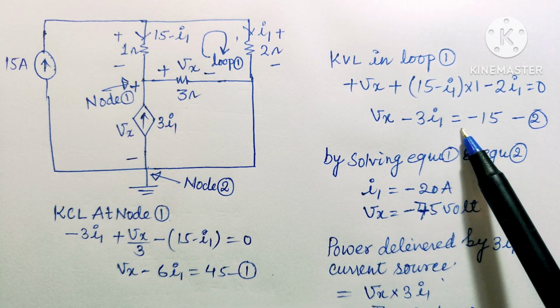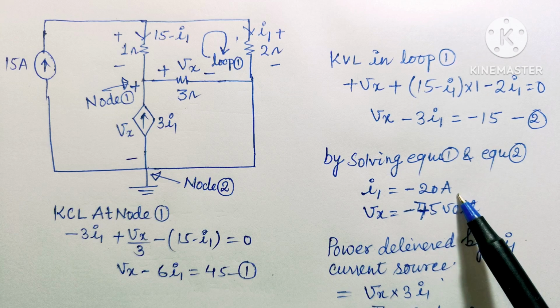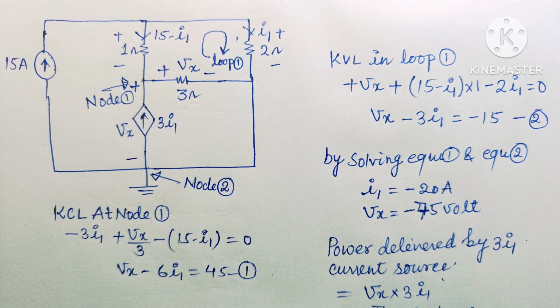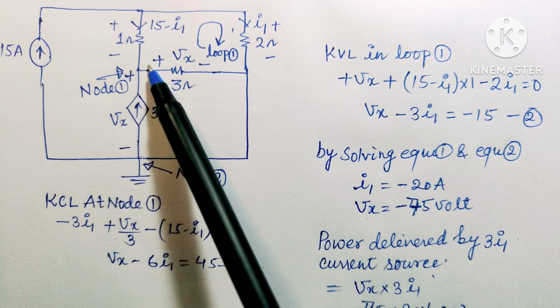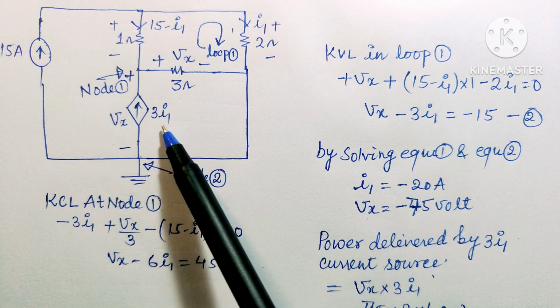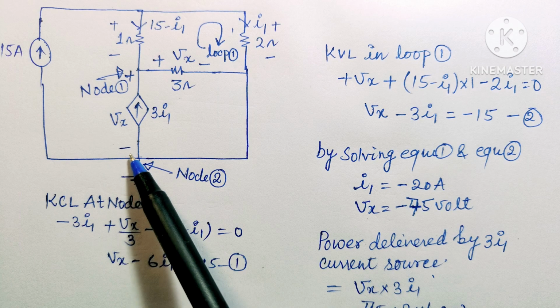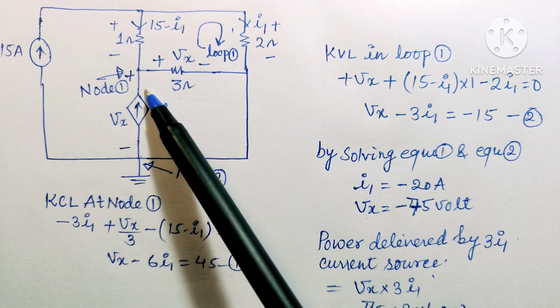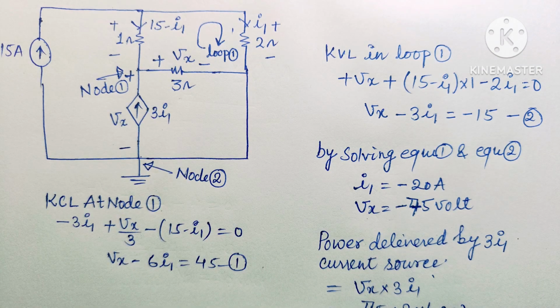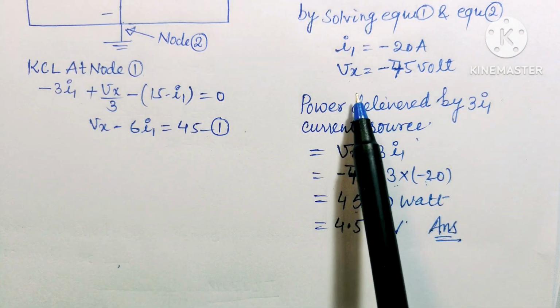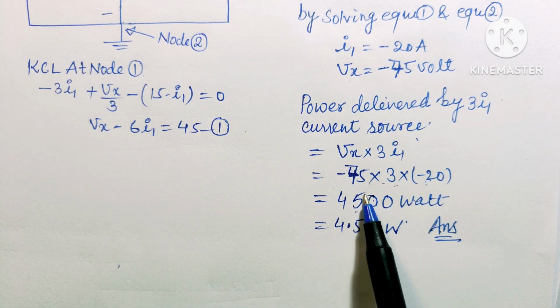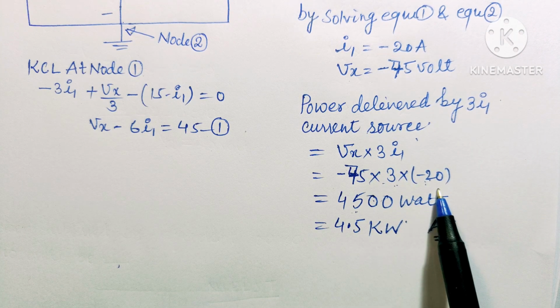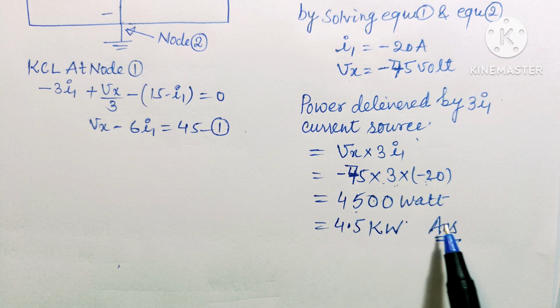If we solve equation 1 and equation 2, then I1 will be equal to minus 20 ampere and Vx will be equal to minus 75 volt. Power delivered by this current source is Vx into 3I1, voltage into current. Since the current is moving out from the positive sign, the power delivered by this current source will be positive in sign. So it is positive Vx into 3I1. Putting Vx equal to minus 75 volt and I1 equal to minus 20 ampere, into 3, the total will be 4500 watt, or 4.5 kilowatt.